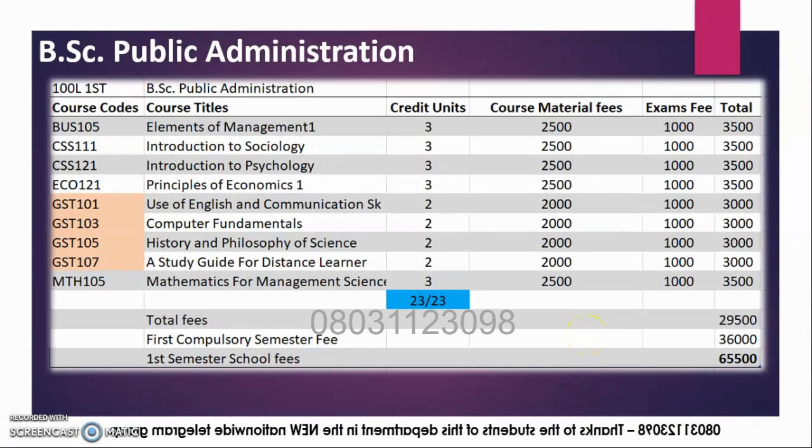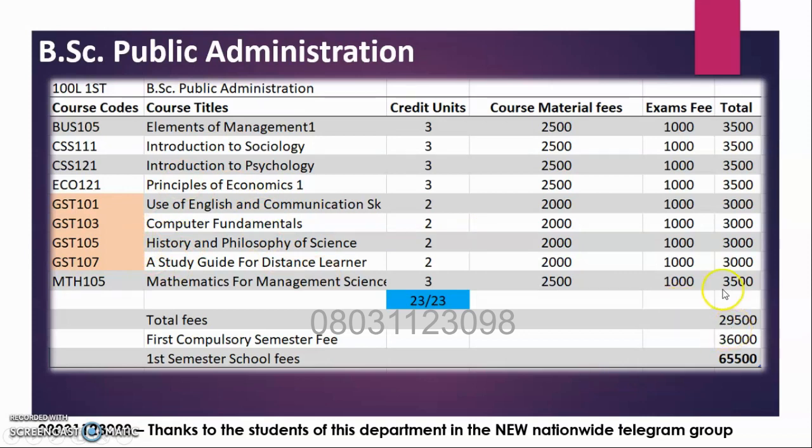B.Sc Public Administration is a 4 years course, 8 semesters, and these are the 100 level courses. They are all required. You must pass all of them. That's why it is 23 of 23. All of them are required in order for you to graduate. So public administration is not a science program, and that's why GS 105 is included with the others.